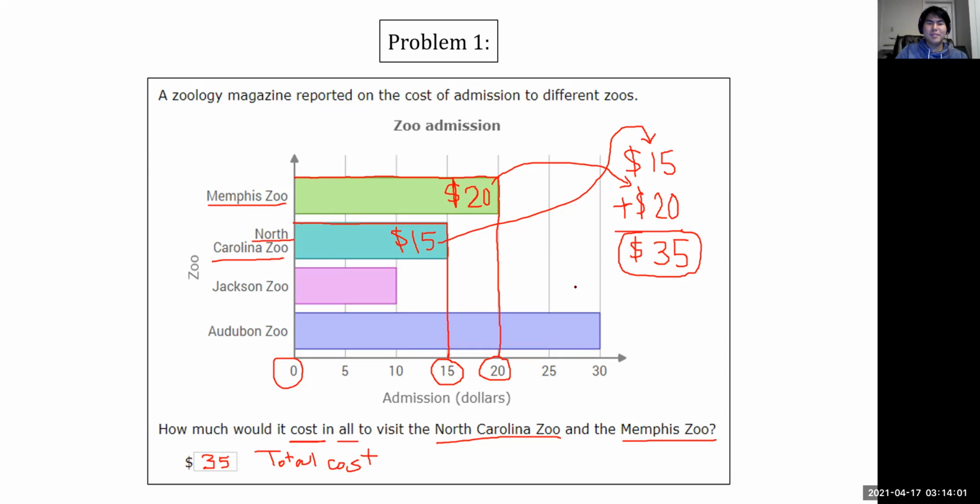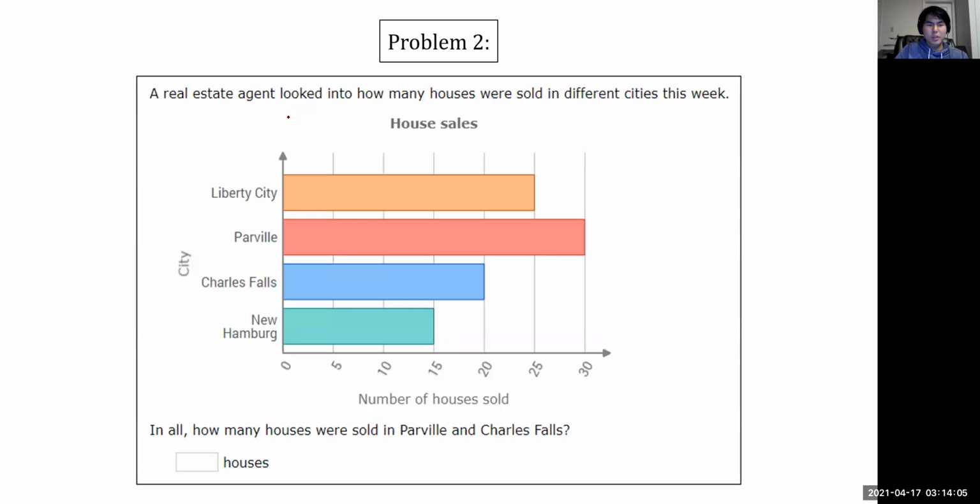Okay, moving on to problem 2. A real estate agent looked into how many houses were sold in different cities this week. In all, how many houses were sold in Parville and Charles Falls? Okay, so another how many in total now. In all, how many houses were sold?